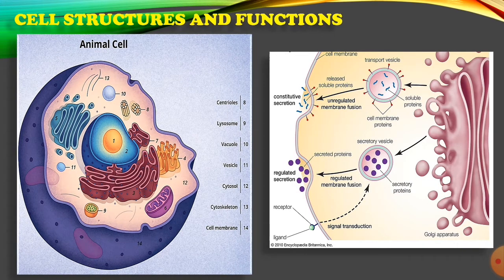Next is vesicles. What are vesicles in animal cells? Vesicles are small structures within a cell, consisting of a fluid enclosed by a lipid bilayer. Vesicles store and transport materials in the cell. Some of these materials are transported to other organelles. Other materials are secreted from the cell. Examples of these vesicles include secretory vesicles, transport vesicles, synaptic vesicles, and lysosomes.